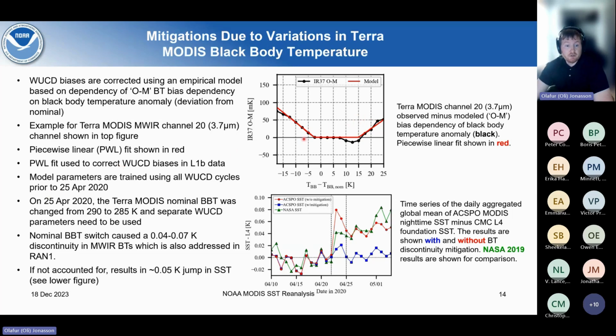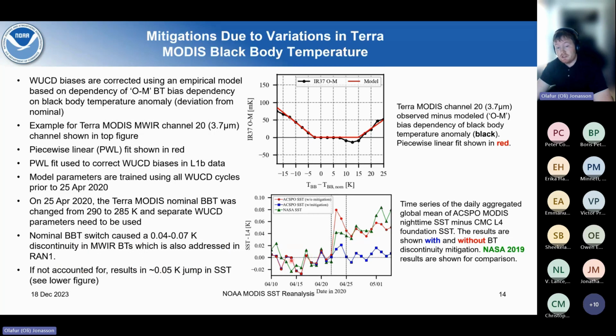These model parameters are trained using all warm-up cooldown cycles prior to April 2020. Something special happened then. In April 2020, the Terra MODIS nominal blackbody temperature was changed from 290 to 285. This changed how the warm-up cooldown biases materialized, so we had to retrain these model parameters on the data after this date. That's not the only thing that happened when the blackbody temperature changed. The nominal blackbody temperature switch also caused about 0.04 to 0.07 Kelvin discontinuity in the mid-wave IR BTs. This is also addressed in RAN1. If you don't account for this jump, we see about 0.05 Kelvin jump in SST.